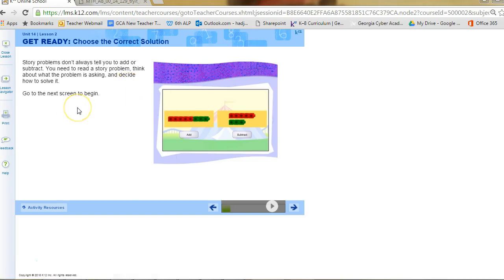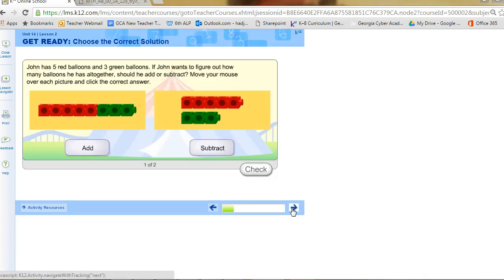This says story problems don't always tell you to add or subtract. You need to read a story problem and think about what the problem is asking. Then you can decide how to solve it. Go to the next screen to begin. There are only 2 screens here, so Ms. Boyd's going to go through these with you.